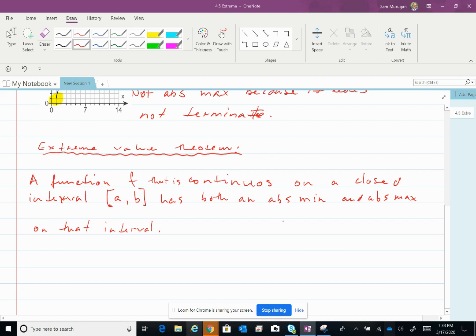I hope this is clear, because what's happening here is that if we were to restrict a graph, say this is our graph, and we restricted it between A and B, then in between A and B, the point A would be the absolute minimum, and the point B would be the absolute maximum point. So that's what the extreme value theorem is telling us.